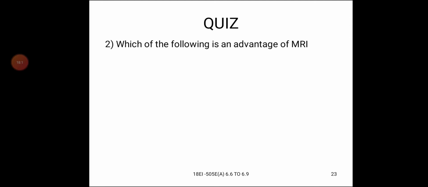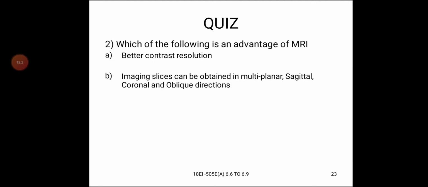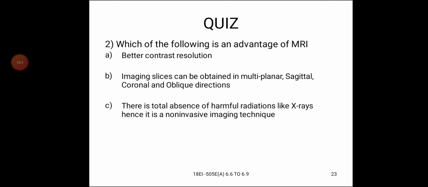Which of the following is an advantage of MRI? A. Better contrast resolution. B. Imaging slices can be obtained in multiplanar, sagittal, coronal and oblique directions. C. There is a total absence of harmful radiations like X-rays, hence it is a non-invasive imaging technique. D. All of the above. So the answer is D. All of the above is correct.